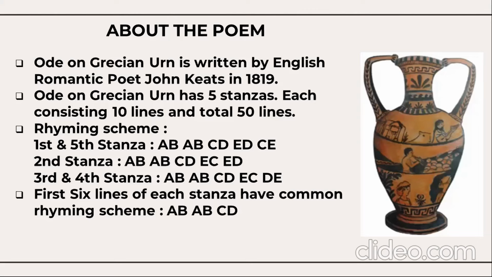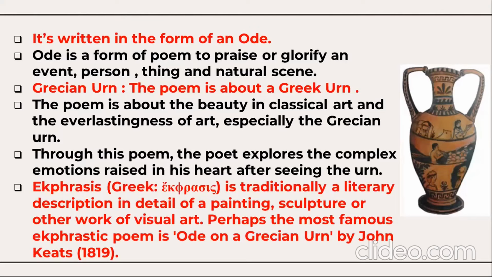The first 6 lines of each stanza have a common rhyming scheme. If you go through all the 5 stanzas here, the first 6 lines of each stanza have the common rhyming scheme, which is A B A B C D. Okay. Now, a few more inputs about this ode.